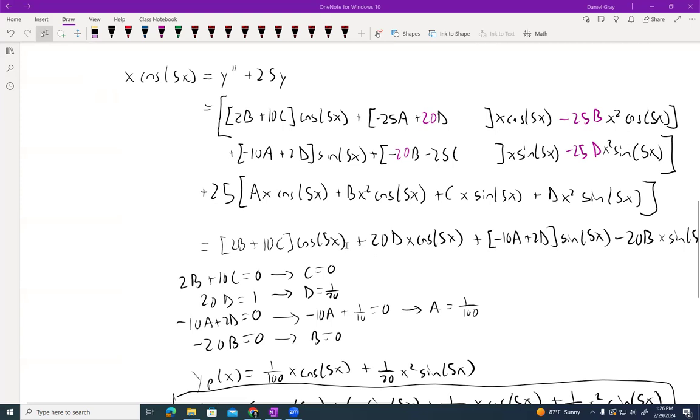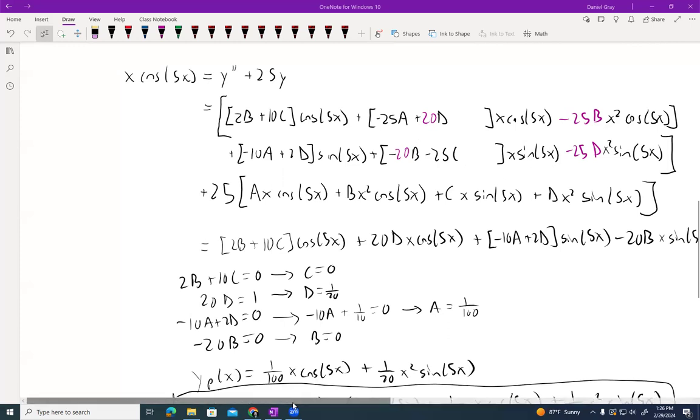So we get 2b plus 10c cosine of 5x. For my x cosine of 5x term, I have a negative 25a plus 20d here. And I also have a plus 25a here. So this plus 25a is going to cancel off this minus 25a, and we just have a plus 20d x cosine of 5x. Okay. My x squared cosine of 5x term will have a negative 25b, but then I have a plus 25b. So I have no x squared cosine of 5x term. They're just going to cancel off, which is nice.